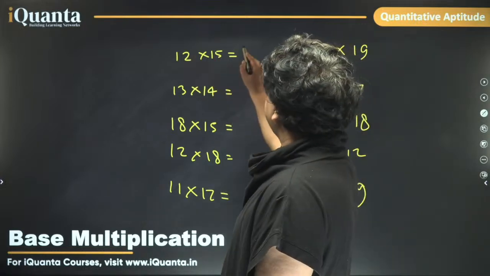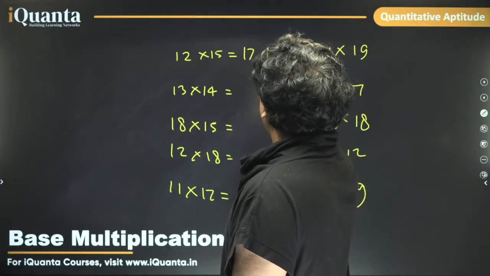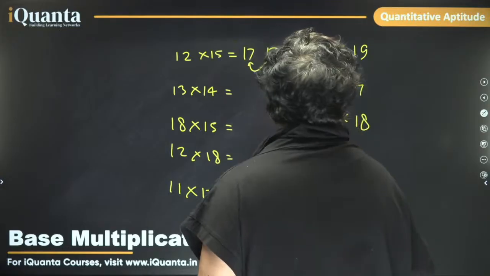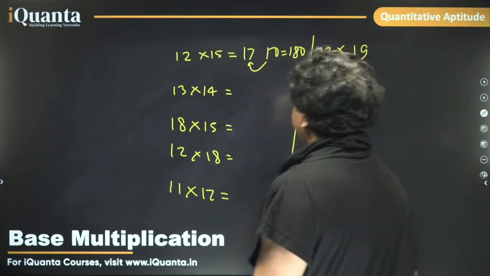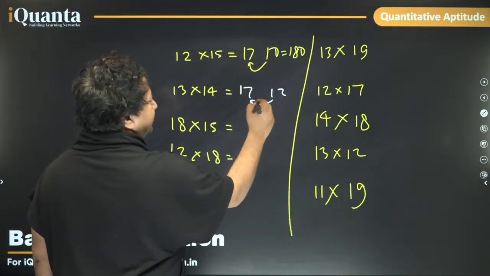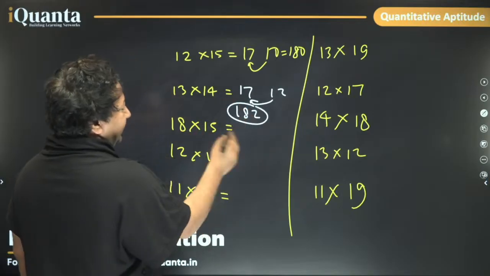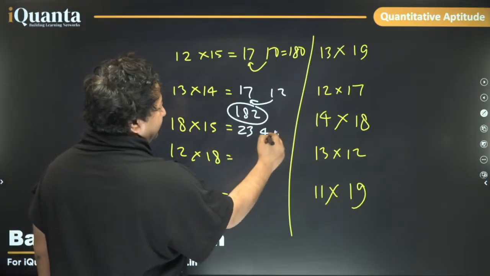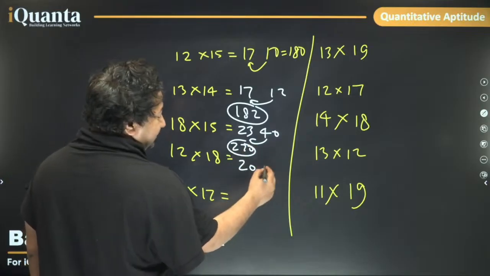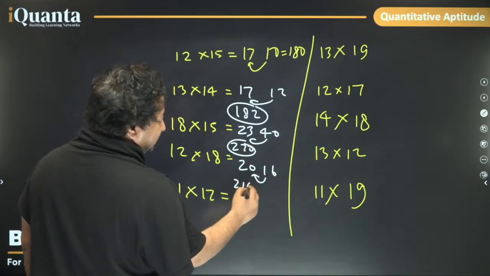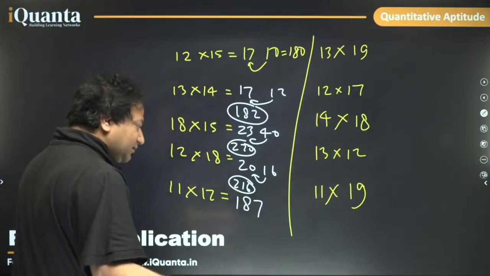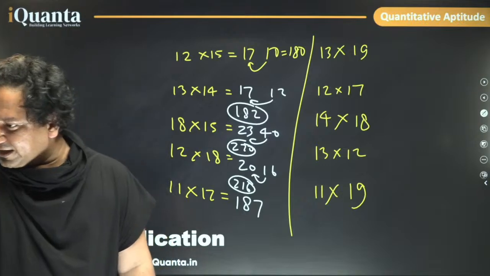12 plus 5 is 17, 2 into 5 is 10, 1 goes in carry forward, we have 180 as the answer. Okay? 13 plus 4 is 17, 3 into 4 is 12, 1 goes here, answer is 182. 18 plus 5 is 23, 8 5s are 40, 4 goes here, answer is 270. 12 plus 8 is 20, 2 into 8 is 16, 1 goes here, answer is 216. 11 plus 7 is 18, 1 into 7 is 7, that's it. 7 is single digit.